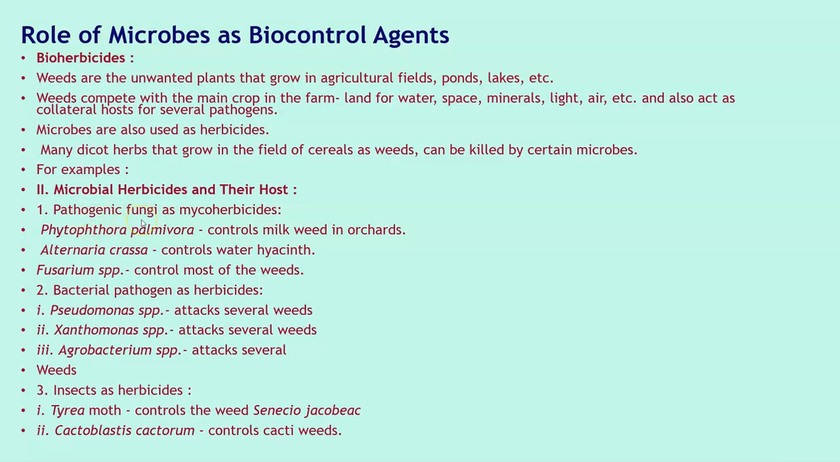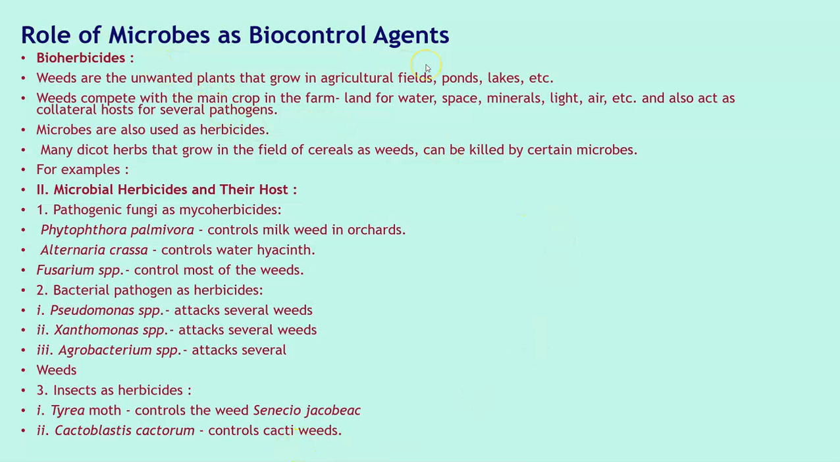The first category is pathogenic fungi as mycoherbicides. We have Phytophthora palmivora, which controls milkweed in orchards. Then we have Alternaria cassiae, which controls water hyacinth. Then we have Fusarium species, which control most of the weeds. Then we have bacterial pathogens which act as herbicides. The examples are Pseudomonas species, which attack several weeds, Xanthomonas species, which too attack several weeds, and Agrobacterium species, which attack several weeds. Insects as herbicides: we have tiger moths which control the weed Senecio jacobaea, and we have Cactoblastis cactorum, which controls cactus weeds.